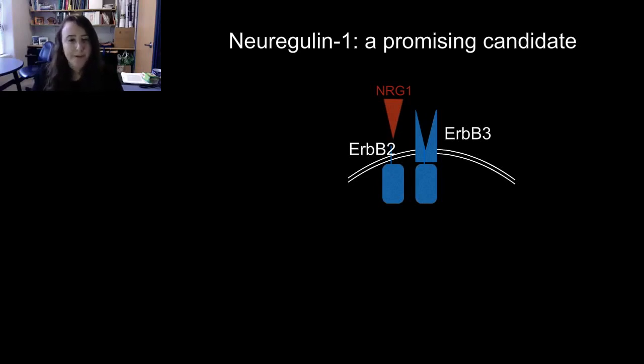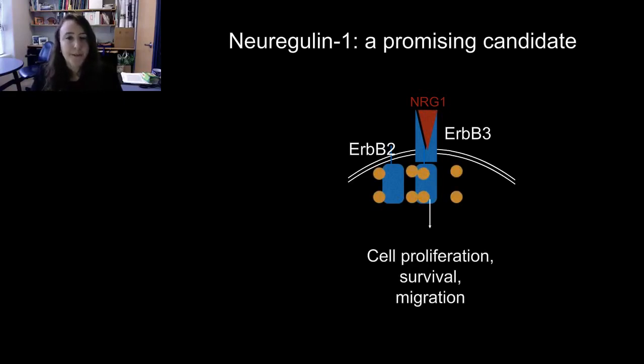Now I have a very fancy animation here to show you how neuregulin works. Okay, maybe not that fancy. But the point is that neuregulin-1 is an extracellular ligand. It binds to a receptor called ErbB3, and then ErbB3 heterodimerizes with a receptor called ErbB2, which phosphorylates a number of downstream signals. And these signals have been found to be implicated in cell proliferation, cell survival, and cell migration. So you can see why it might be a really good candidate for looking at factors that promote blastemal proliferation. And there's a lot more I could talk about in terms of how this ligand or this protein works.